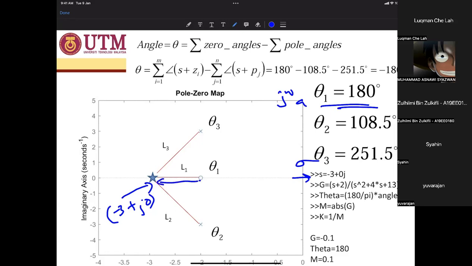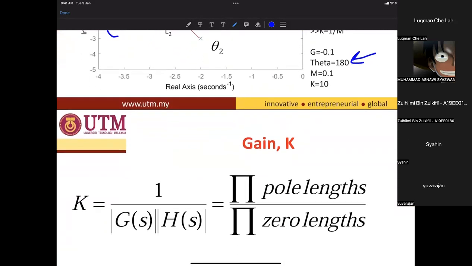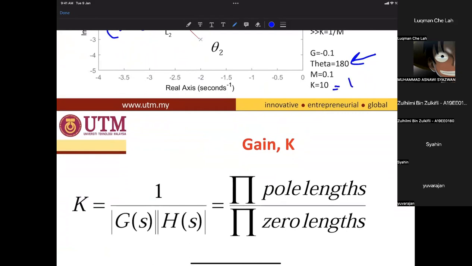Then theta 2 is 108.5, and theta 3 is 251.5. So from here, we calculate it to fulfill the 180 degrees. The magnitude is 0.1. So K divided by 0.1 is equal to 10, the gain of the system. This is 1/10.